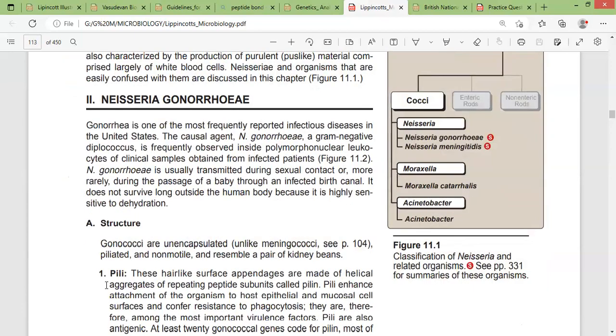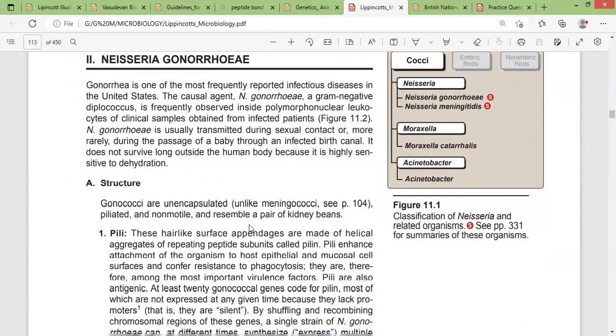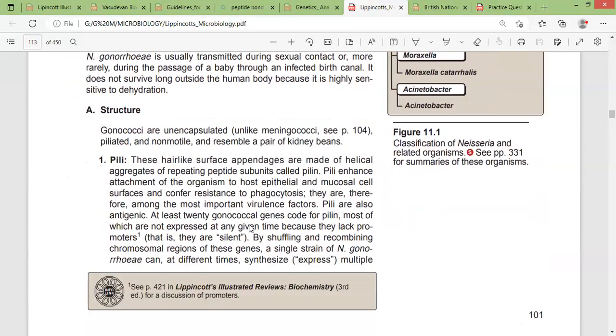We know it's transmitted through an infected birth canal. That's why the infants, the neonates, do get that infection in their eye.